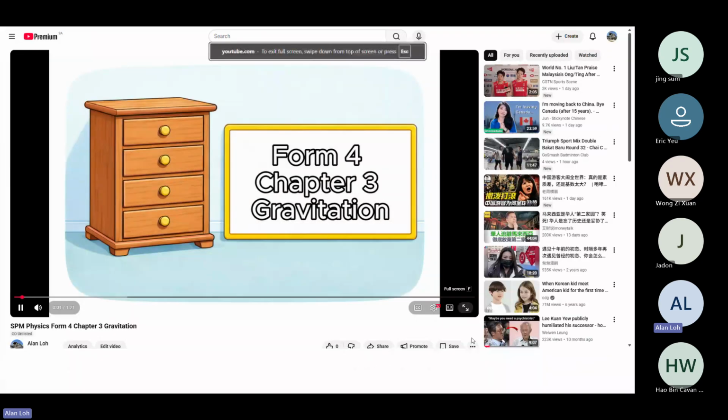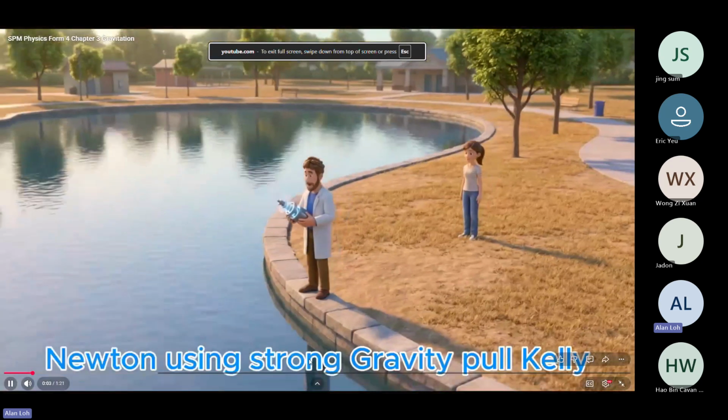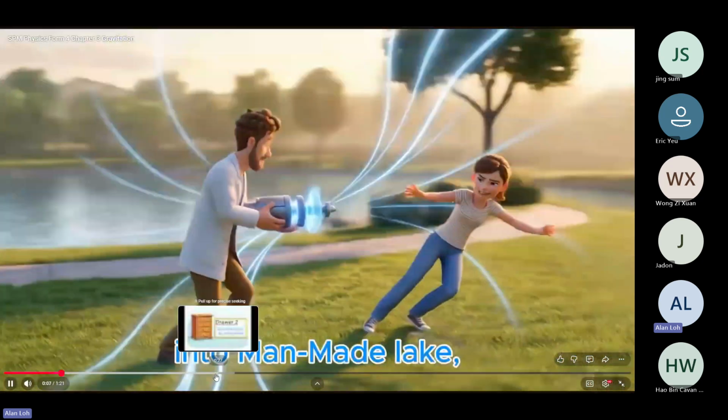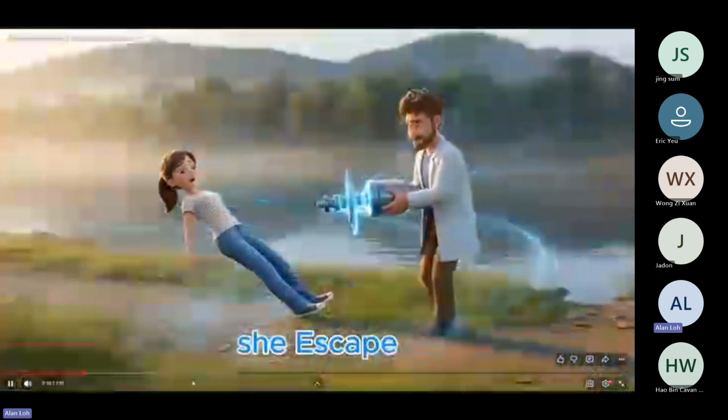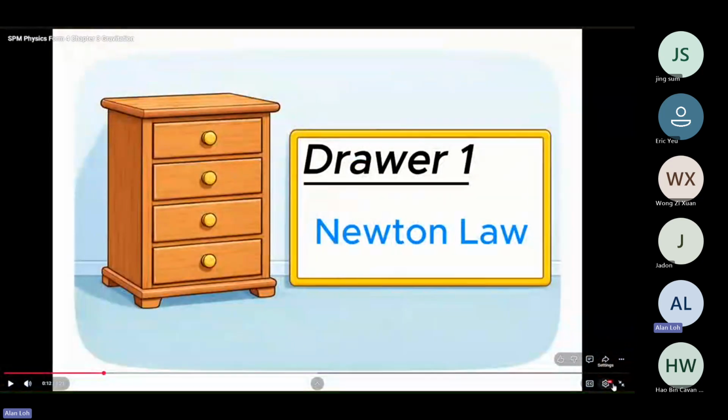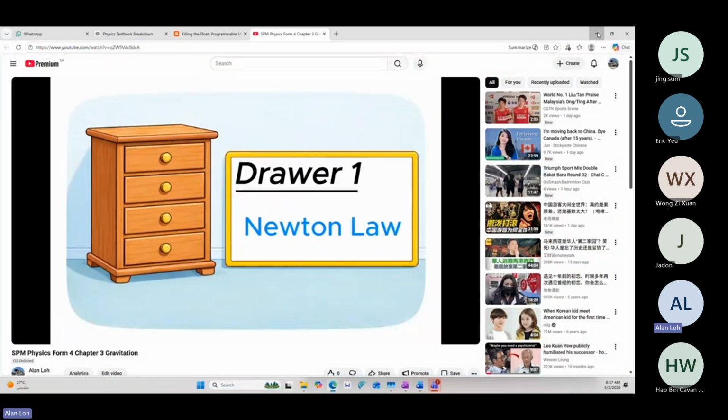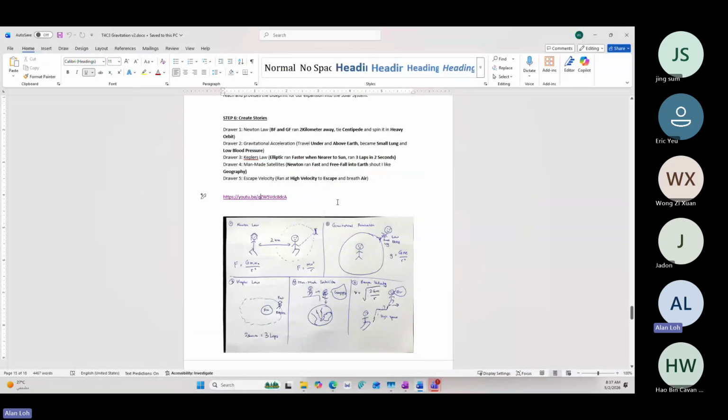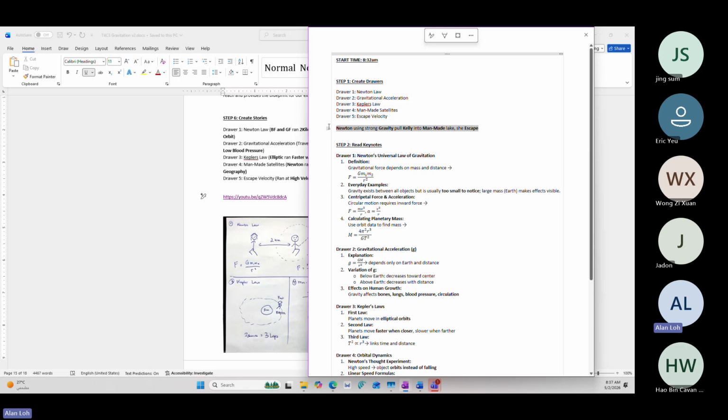Form 4, Chapter 3. Gravitation. Newton, using strong gravity, pull Kelly into man-made lake. She'll escape. All right. The AI video looks like it is pushing rather than pulling, but it's okay. I think you get the idea, right? So you can picture that animation now. Imagine this Newton, this man, is trying to pull Kelly into this man-made lake using strong gravitational force, and then she escaped, right? So that is to help you to remember the 5 drawers, right?